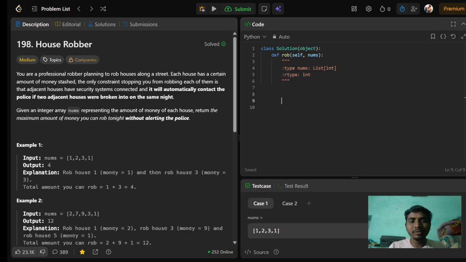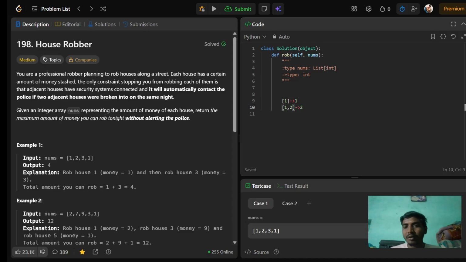Let's assume that there is only one house. The maximum amount he can rob is the amount in that house, right? Only one house with the amount 1, he can rob 1. If there are two houses, the first house contains amount 1 and the second house contains 2. The maximum amount he can rob is 2.